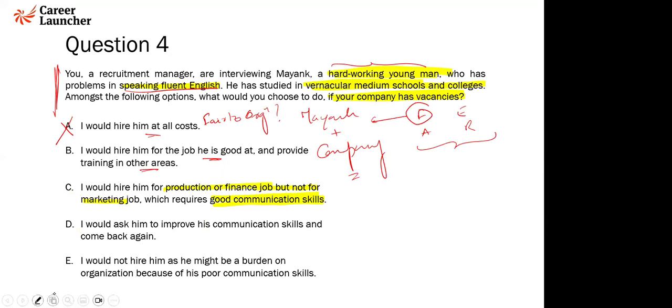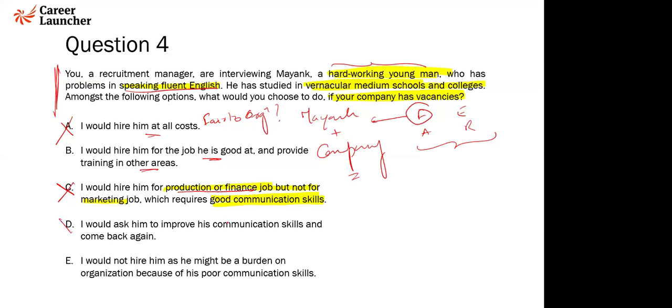But there's another problem with the choice. The problem with this choice is assuming that for production or finance, you don't need communication skills. You need good communication skills even when you're talking to your internal team members. So this is a very stupid choice. It is assuming that production or finance jobs don't need communication skills, and it is also assuming that there's a problem with the communication skills of Mayank. So too many assumptions out here. I would not consider this.